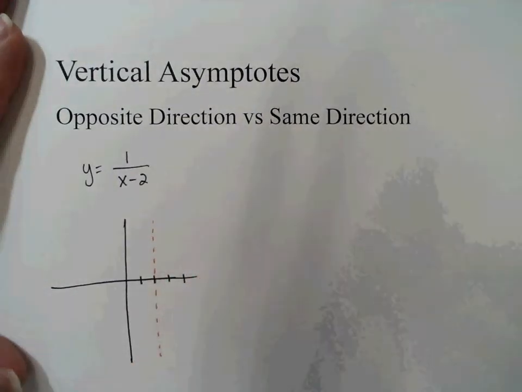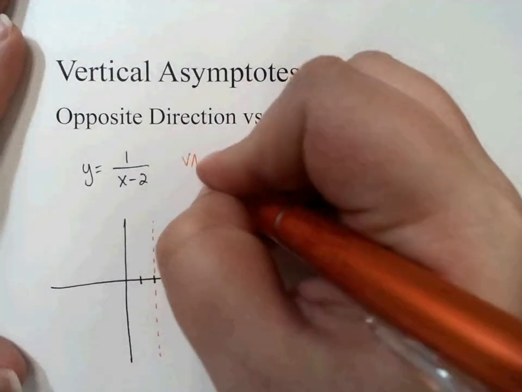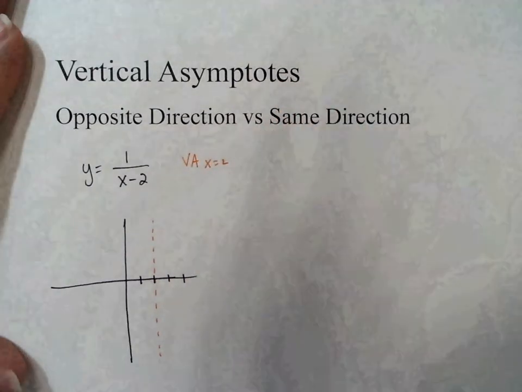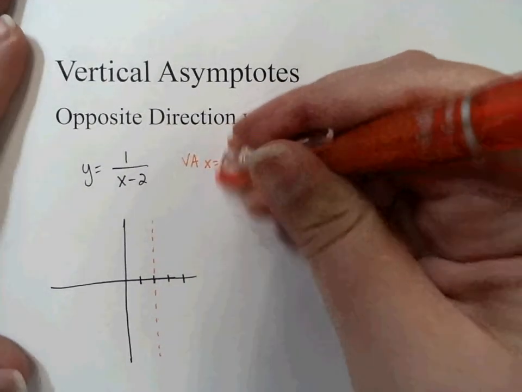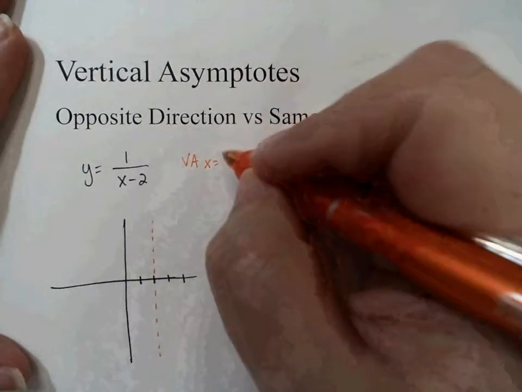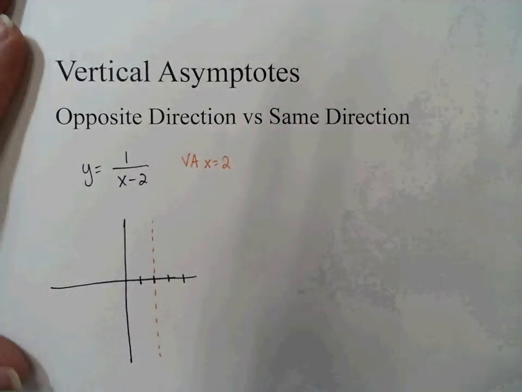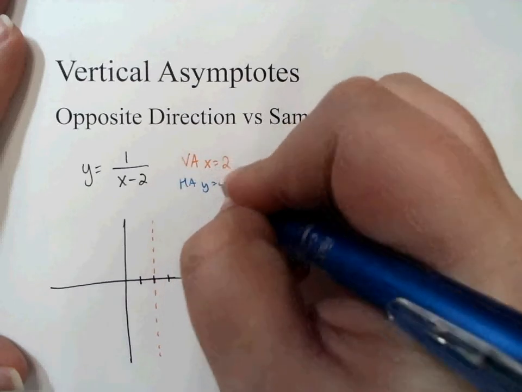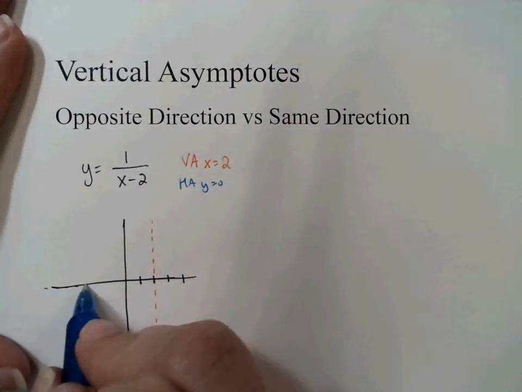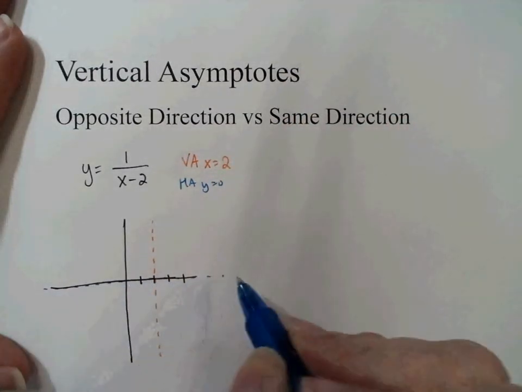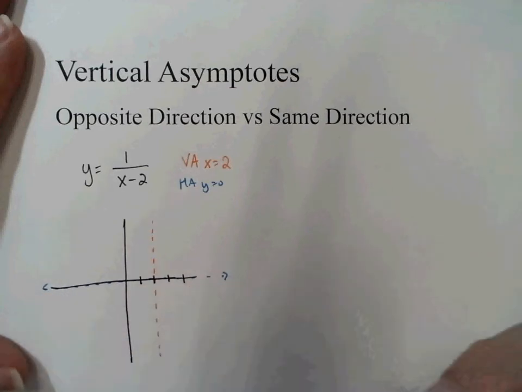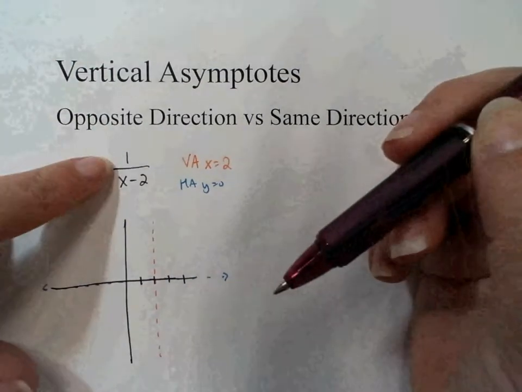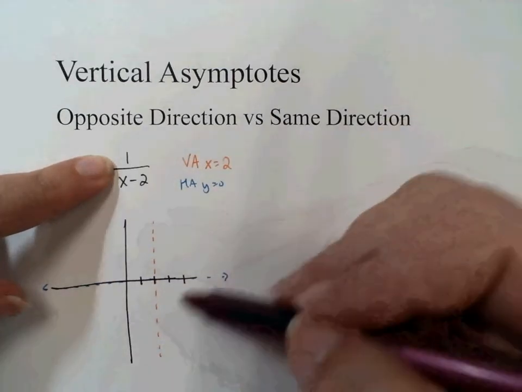And because the lower power is in the denominator, I'm going to go ahead and write that. Vertical asymptote x equals 2. And because the lower power is in the denominator, we know that we have a horizontal asymptote at y equals 0. And we also know that there is no x-intercept because the numerator never equals 0, so it never crosses the x-axis.